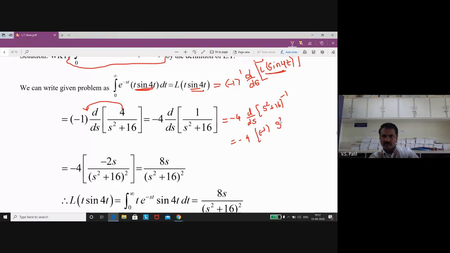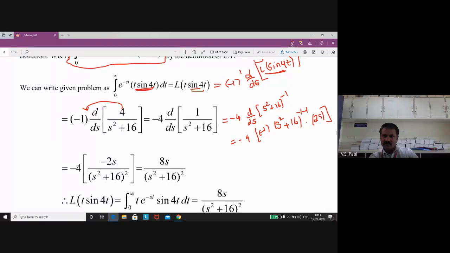Then (s square plus 16) raised to, this becomes a minus 1 minus 1, because n is minus 1 here, into this. If it is only s, you would have got 1 here. We don't write that, but it is s square plus 16 here. 16 is constant, that becomes 0. S square differentiation is what? 2s. Okay, so finally, further if you simplify this, minus 4 I have kept as it is here.